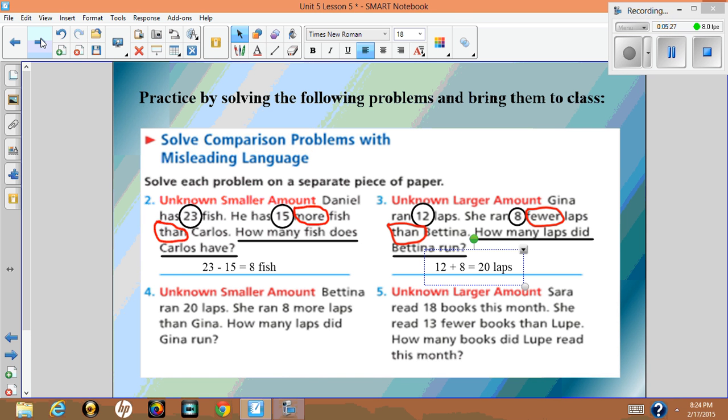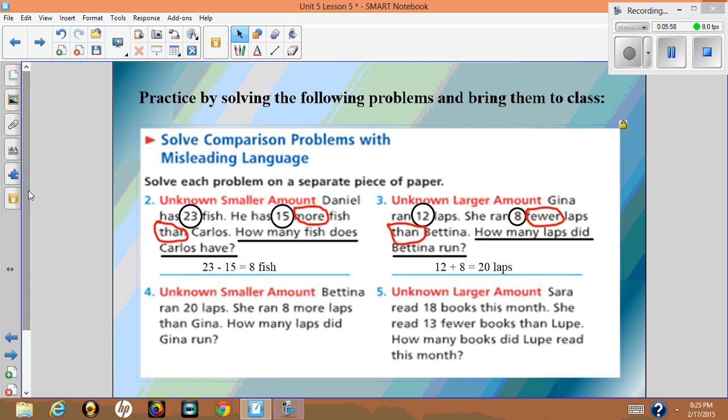Let's look at two equations that we're going to solve together and two that you will bring to class tomorrow that I would like you to solve on your own using some of the language and tools that we've been talking about. It says here, solve each problem on a separate piece of paper, but I'm going to send with you tomorrow a copy of these word problems, and you're going to be able to solve them right on the paper.